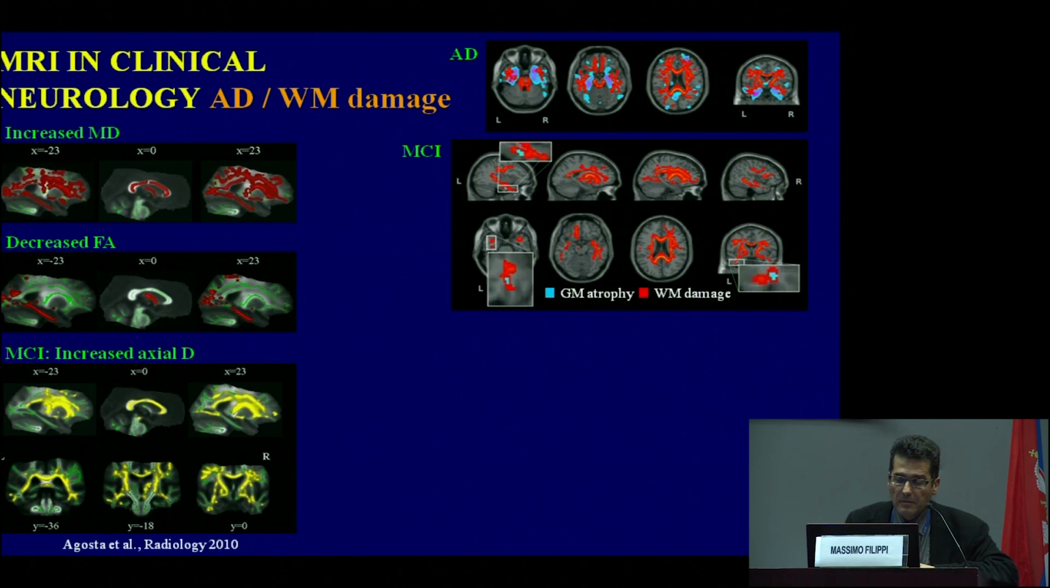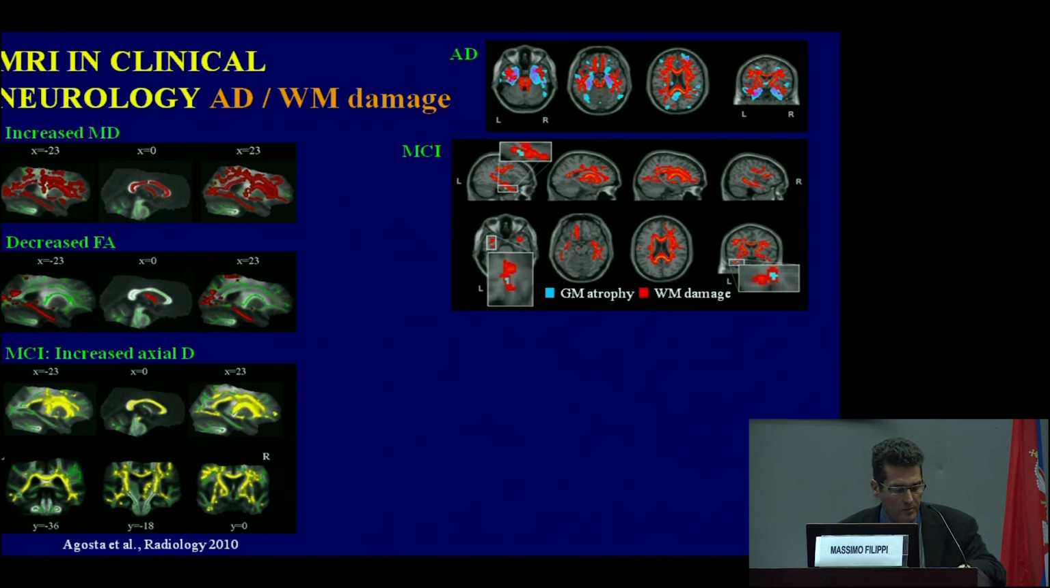And the point that I want to make here is that if you overlap gray matter damage, in light blue, with the white matter damage, in red, you can see there is a sort of anatomical correspondence in patients with Alzheimer's disease, suggesting that perhaps at least part of the white matter damage is secondary to gray matter damage. But this does not seem to be the case in MCI patients, where you have this correspondence in the hippocampal, parahippocampal regions, but you have a lot of white matter damage which is not coupled by gray matter damage.